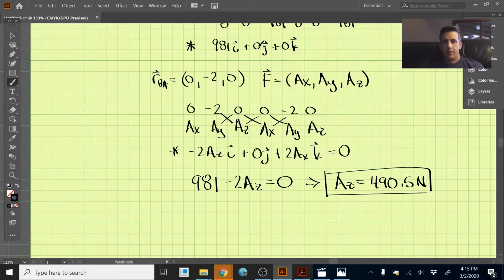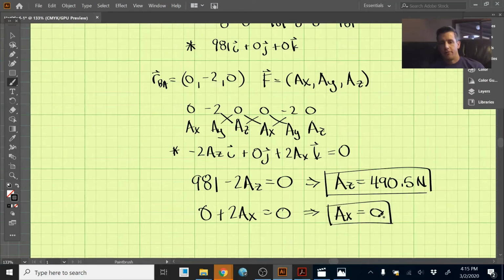In the second equation, we just look at the J's. We have 0 and 0, so we have 0 plus 0 equals 0. That doesn't tell us anything. So let's then move to the K direction. We have 0 here plus 2AX equals 0. Solving for this, we see that AX is also equal to 0.